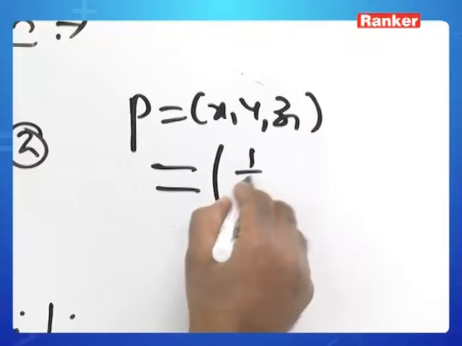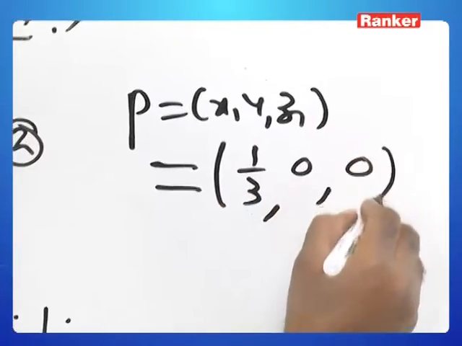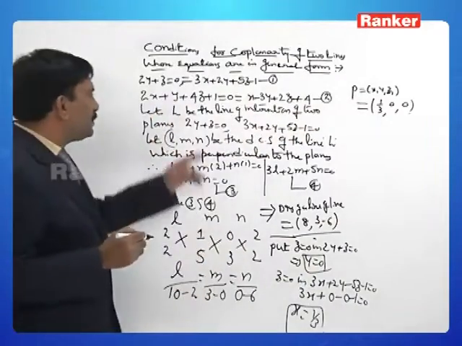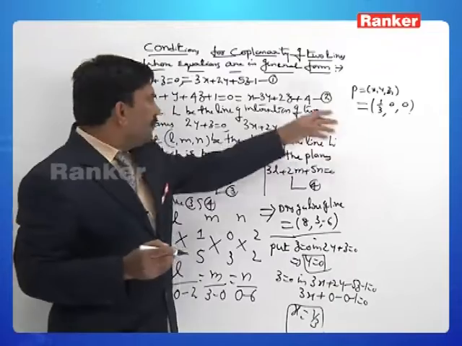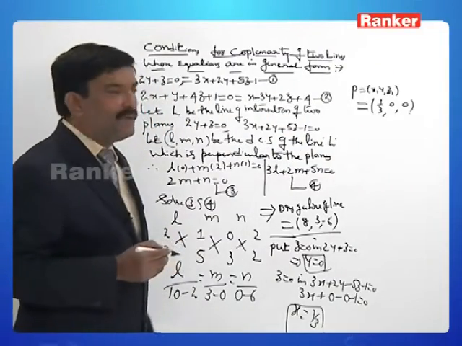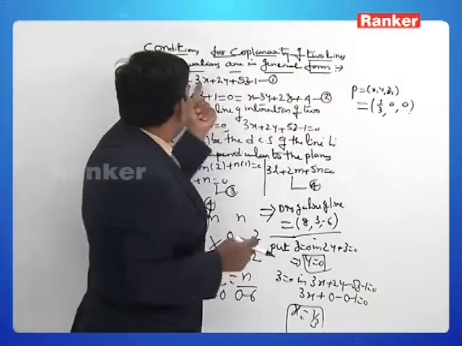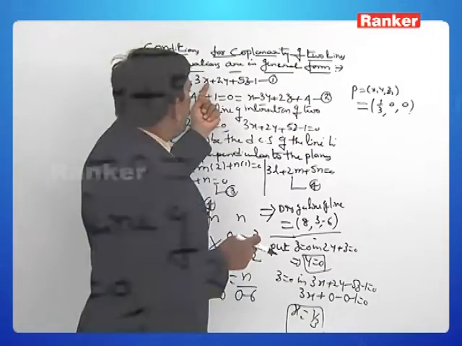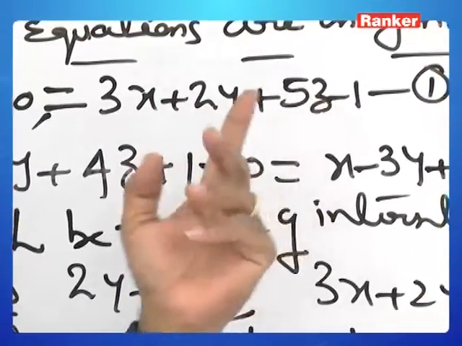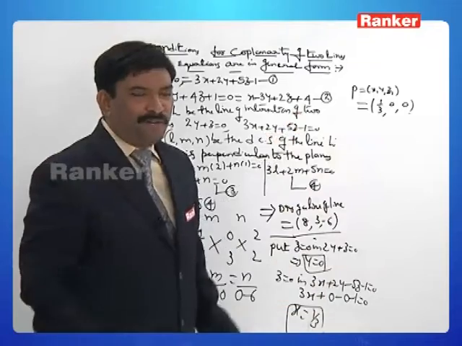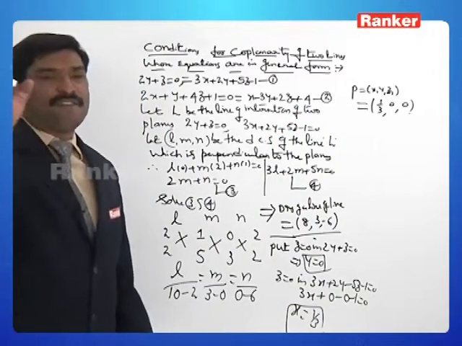Yes, (1/3, 0, 0). Right? These two lines are intersecting at this point. If you want, you can substitute. That certainly satisfies. So now you see, substitute this point here. Now 3 into 1/3, 1. This is 0. This is 0. 1 minus 1 is 0. What we got, the point of intersection, is correct.